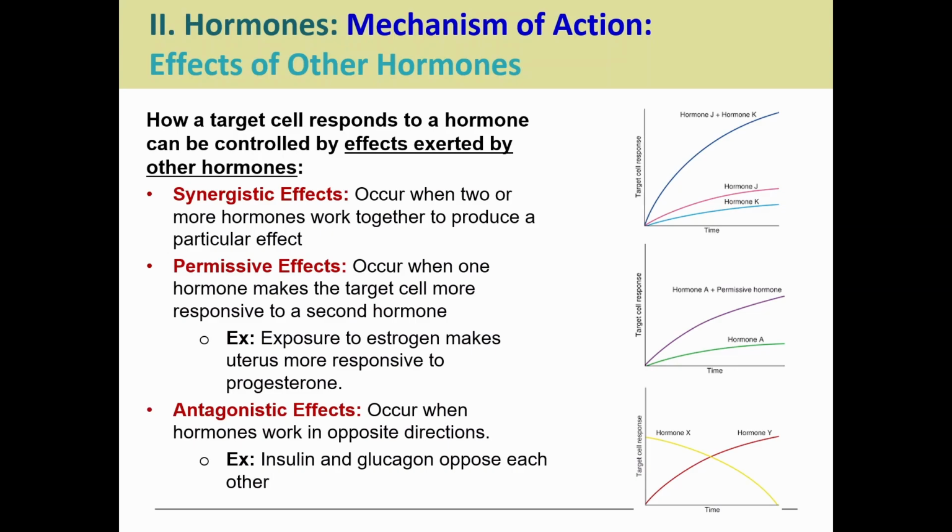And then antagonistic. This is where they do opposite things. Like insulin and glucagon work opposite of each other. Calcitonin and PTH work opposite of each other. So we see our little graph here: as the cell's response to hormone X drops over time, the response to hormone Y increases. So we see they basically do opposite jobs, is kind of what we think of there.